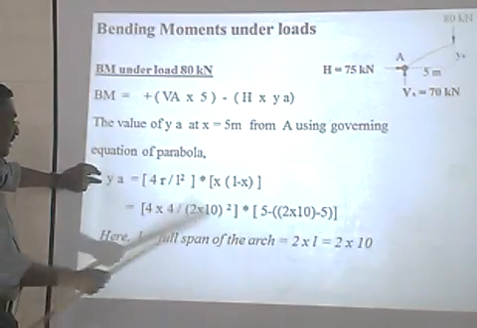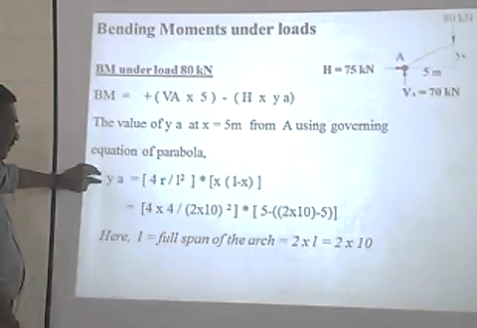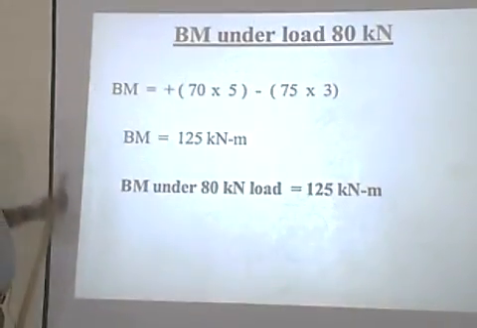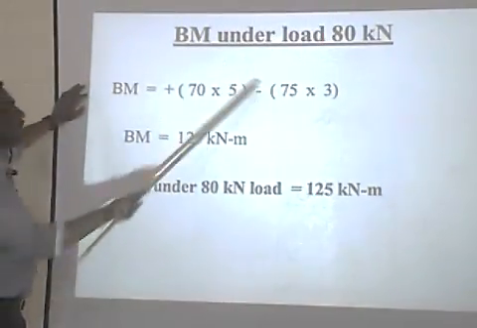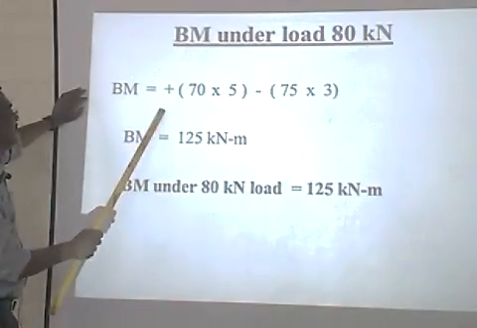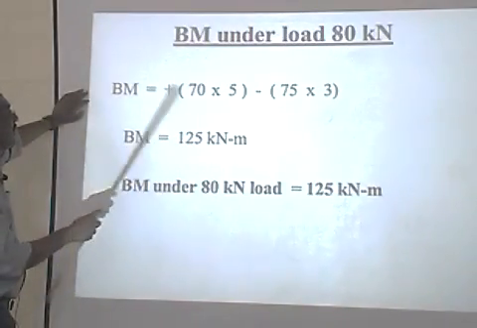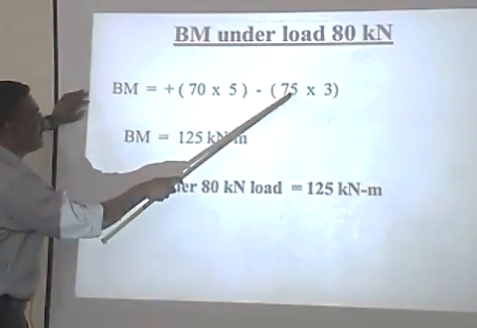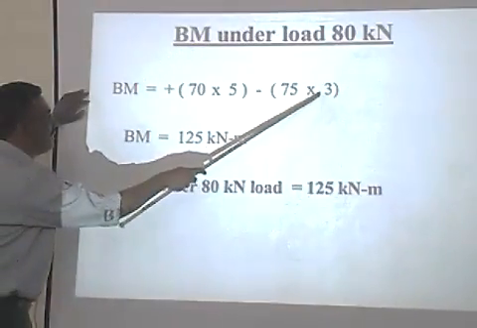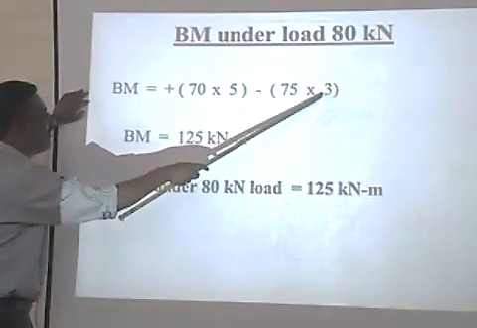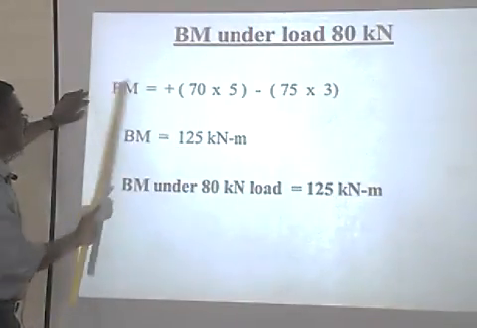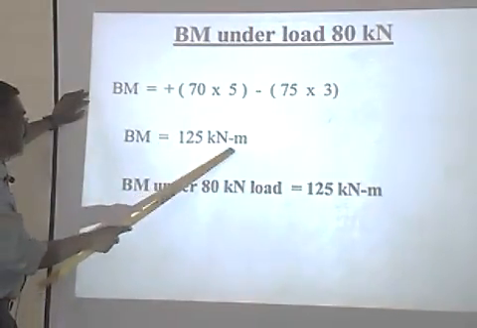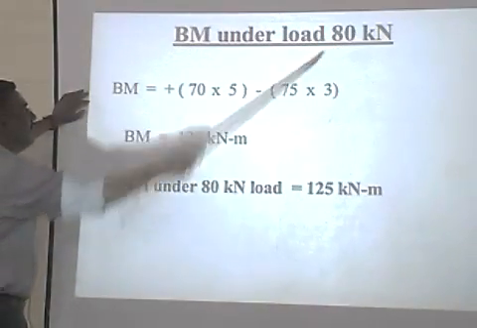Substituting the values and calculating, we can find the moment at the node with 80 kilonewton. Going back to the previous equation, 70 into 5 minus the horizontal force 75 into the value of YA. That's how we have calculated. Substituting here, we get the bending moment as 125 kilonewton meter at this load point of 80 kilonewton.